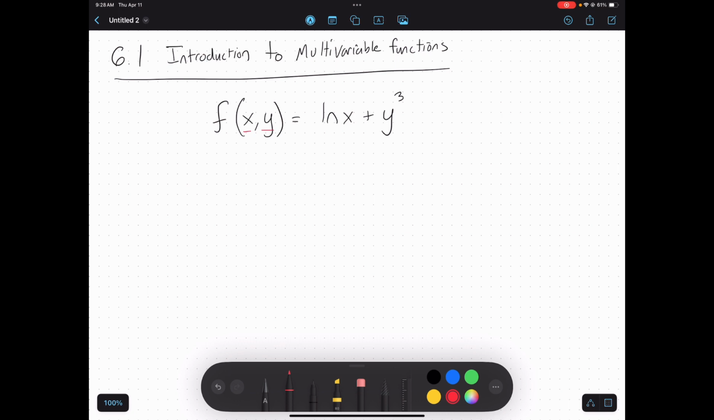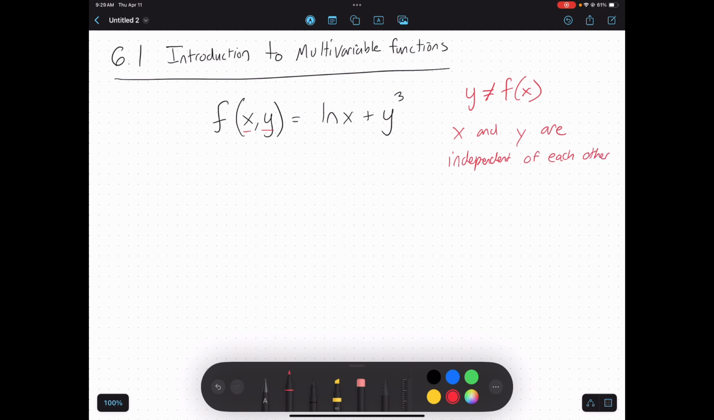What does this tell me? This tells me that my function depends on both x and y. Now, it's not like we haven't seen functions that deal with both x and y, so what makes this different? The key difference here with what we're going to be talking about in chapter 6 is y is not a function of x. y does not depend on x at all. So x and y are independent of each other. And that's what makes this a multivariable function.